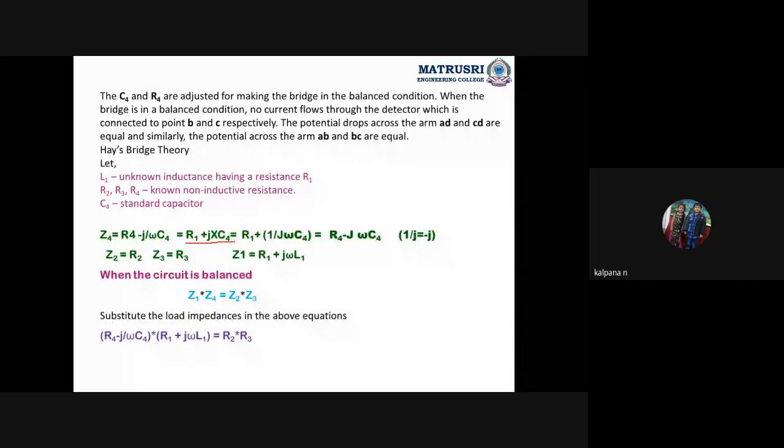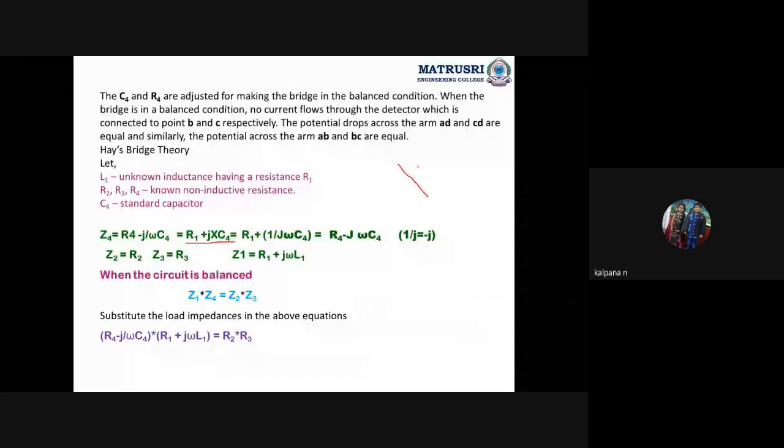R1 plus jXC4. Yes or no? So now here, XC is what? XC is equal to 1 by 2 pi FC. So here 2 pi F is nothing but omega. So XC is equal to 1 by j omega C.